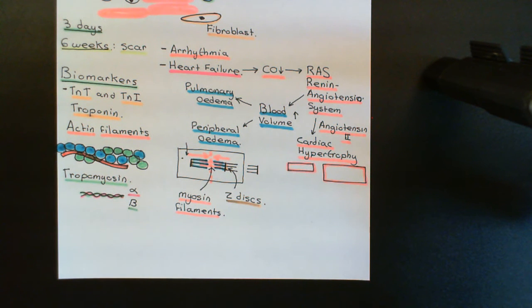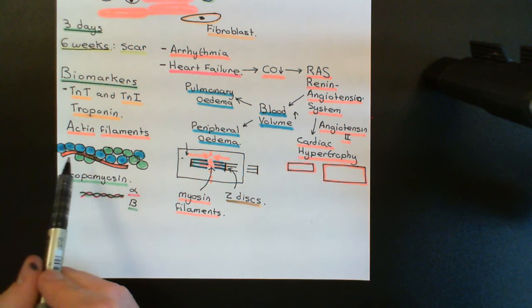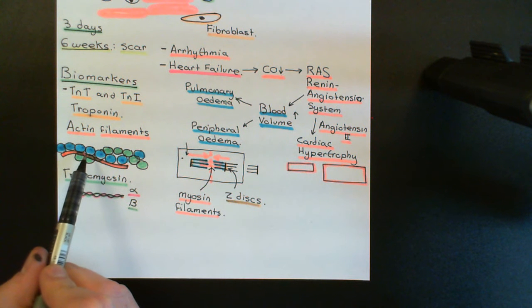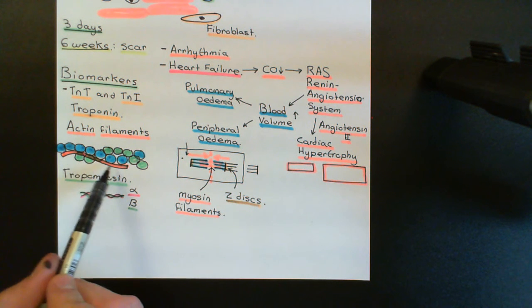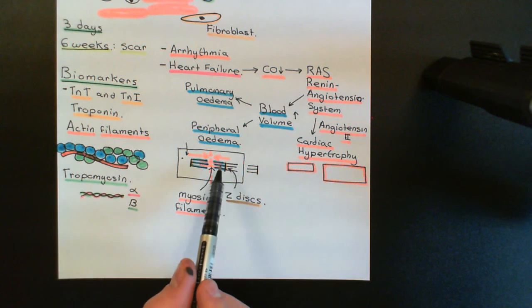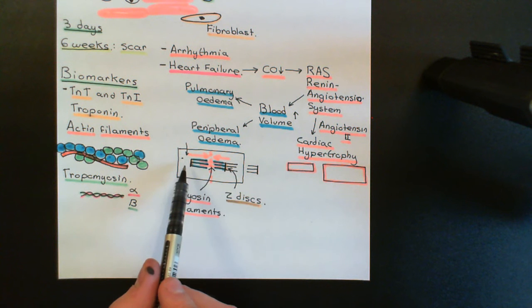Well, here is the answer. Troponin, here's where troponin comes in. Troponin is the way in which tropomyosin is stuck onto the actin filaments. And sticking the tropomyosin onto the actin filaments is what usually prevents the sarcomeres from actually contracting.